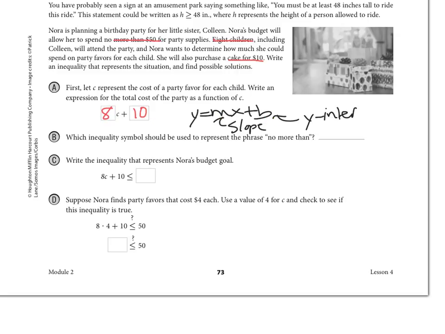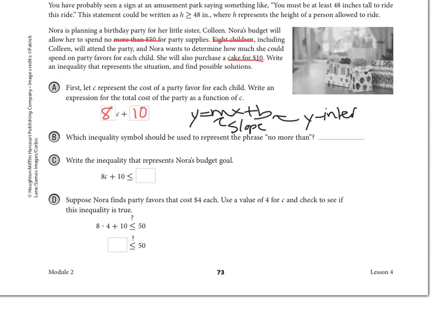The difference is m, our rate, we're paying for party favors per child. So here our slope is 8. There are 8 children here. Times C, the cost for the party favors. Plus our starting point of our cost. Well, no matter what, I don't know how much the party favors cost, but I do know I've got to start by paying $10 for the cake. So one of the things you want to do is you want to start looking at these problems and how they align to slope-intercept form.